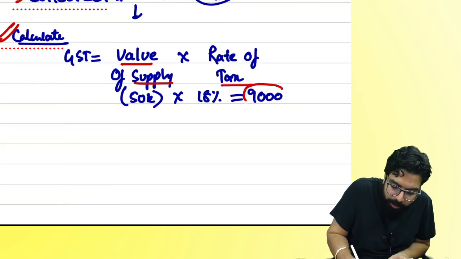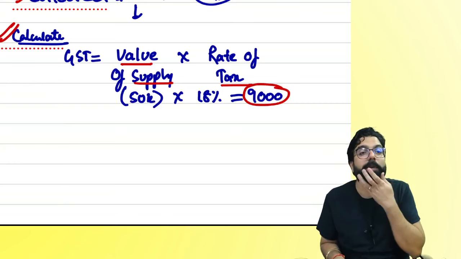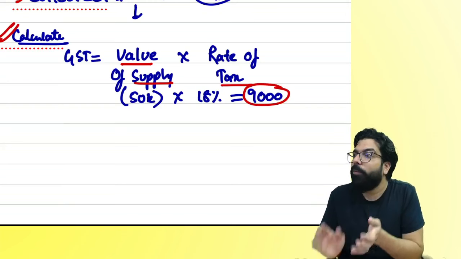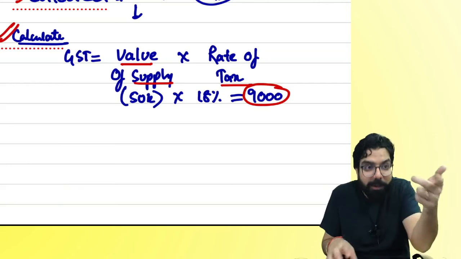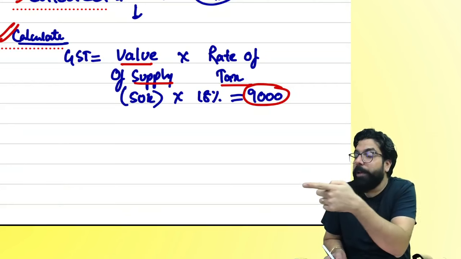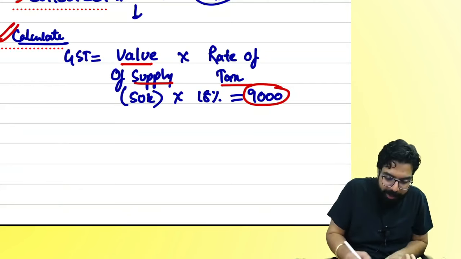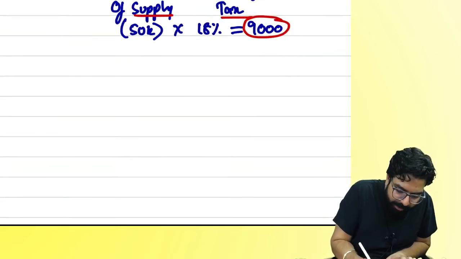So I collected 9,000. I told you to give 9,000 rupees. What will you tell me? Sir, you want GST? No, give me an invoice. Will you ask me for an invoice or not, everyone? So the next step will be, I will go ahead and give you a tax invoice.